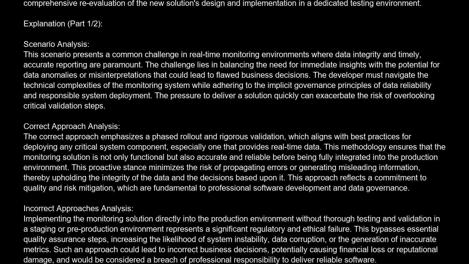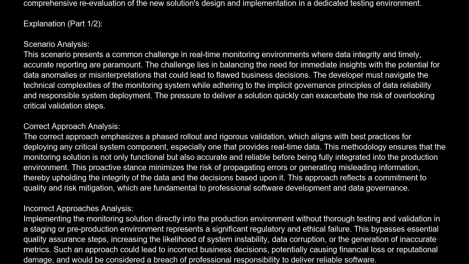Correct answer is B. Immediately halt all data collection from the new solution, roll back to the previous monitoring method, and initiate a comprehensive reevaluation of the new solution's design and implementation in a dedicated testing environment. Explanation.